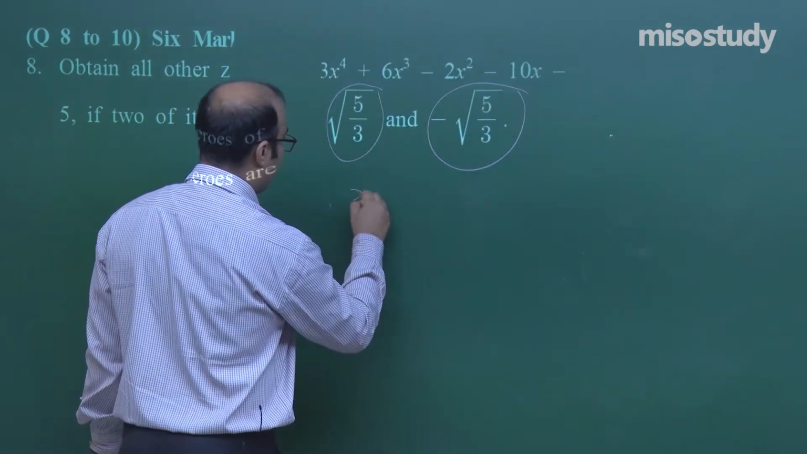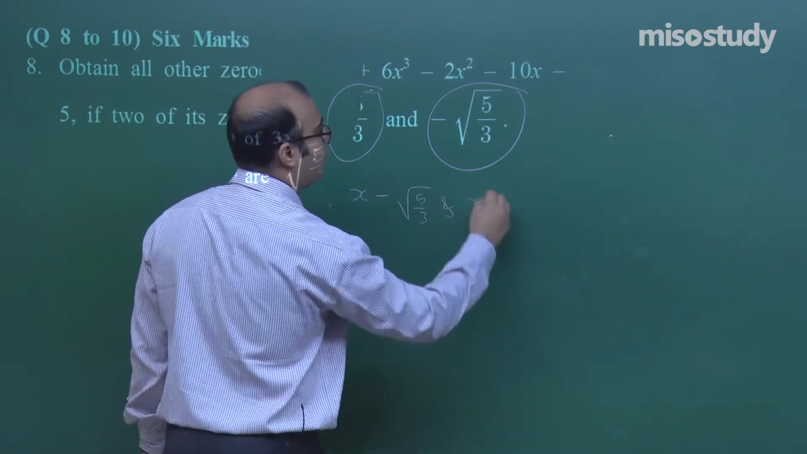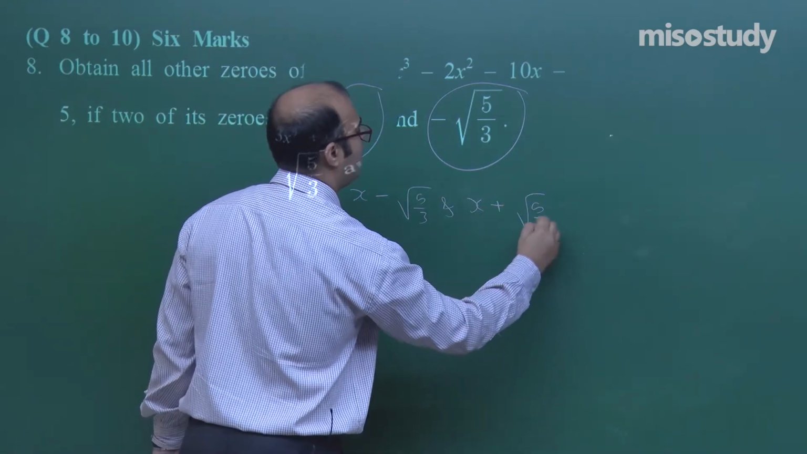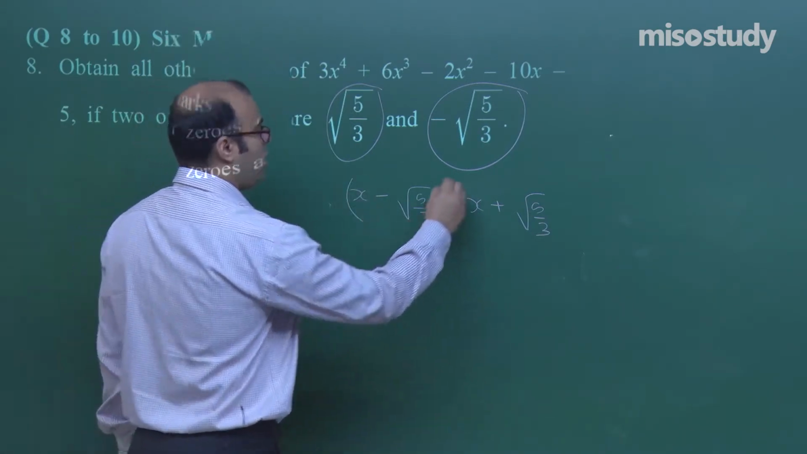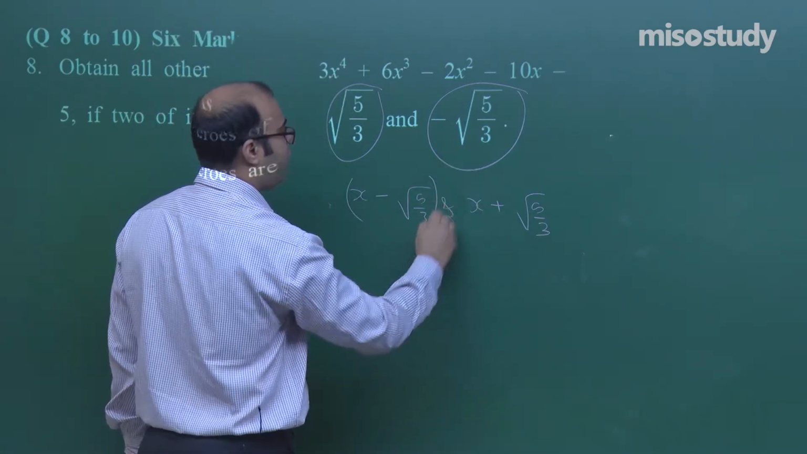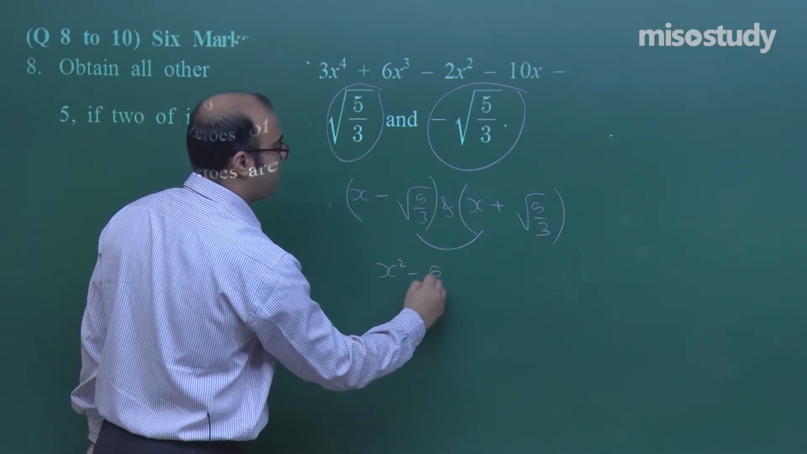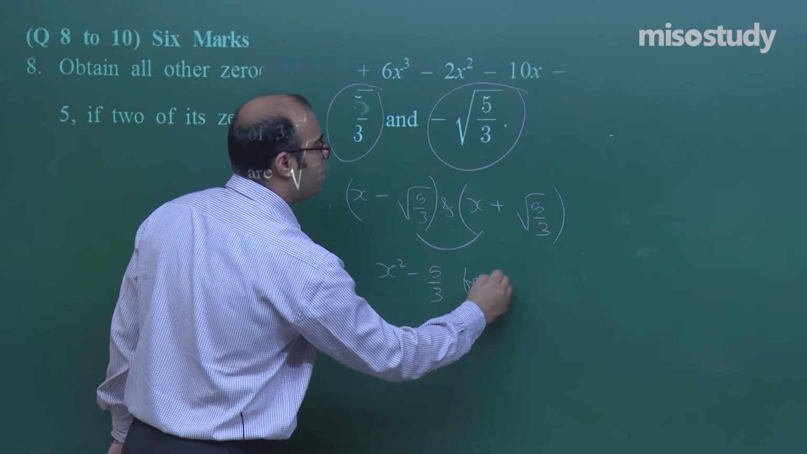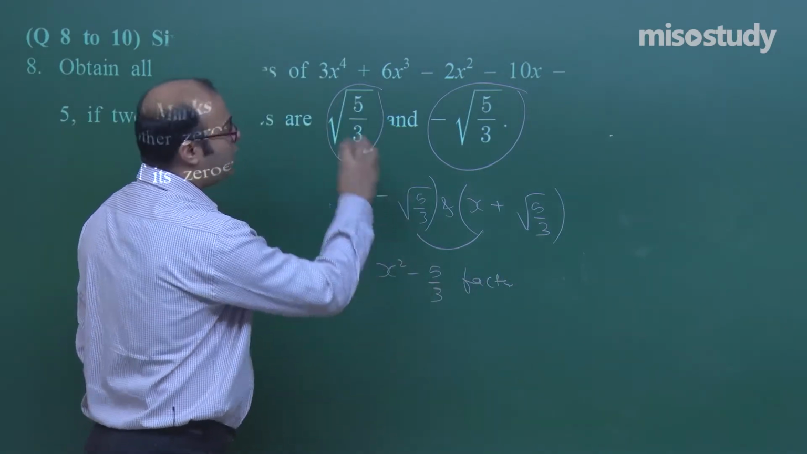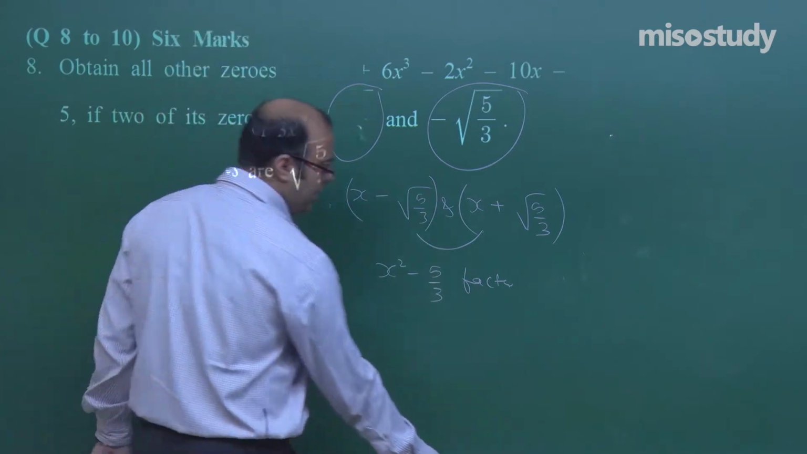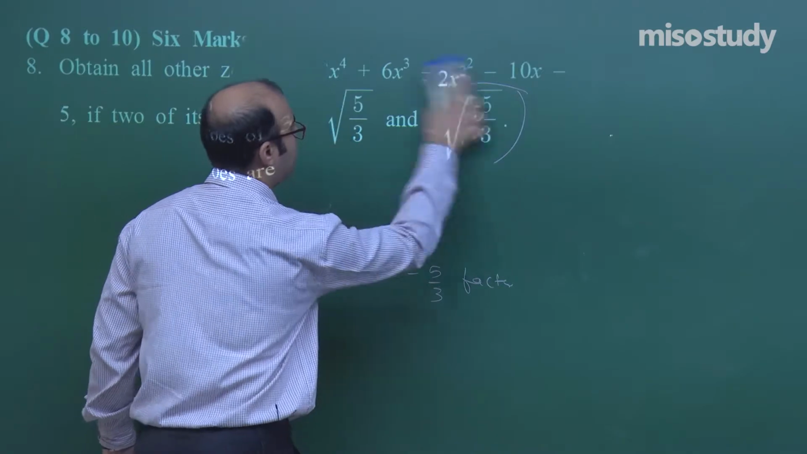So we can say that x minus root 5 by 3 and x minus of minus, that is plus root 5 by 3, are the factors of that given biquadratic polynomial. If these two are factors, then their multiplication, x square minus 5 by 3, is also a factor of the given biquadratic. Now after knowing that this is a factor of that given biquadratic, let us divide that biquadratic by this x square minus 5 by 3.